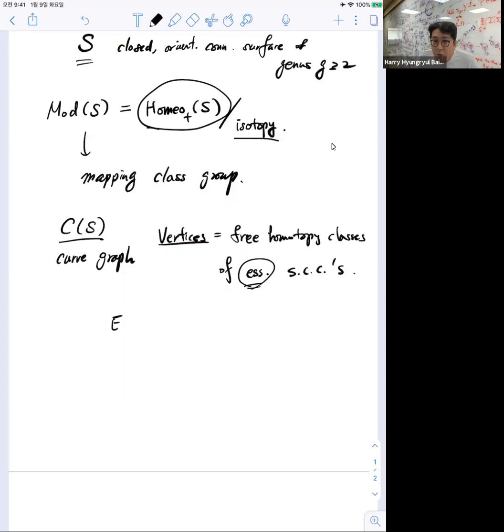Those are the vertices of this graph, and the edges of this graph are given by disjointly represented curves. If you have two homotopy classes of simple closed curves, and they can be put in a disjoint position up to free homotopy, then we connect these two classes by an edge. This is how we form a graph out of the homotopy classes of curves.